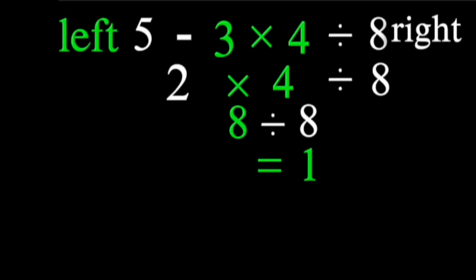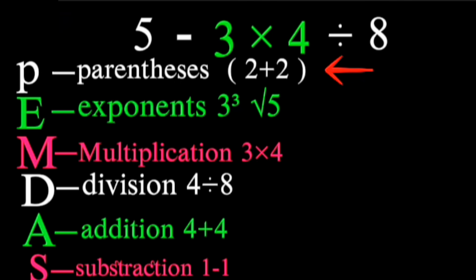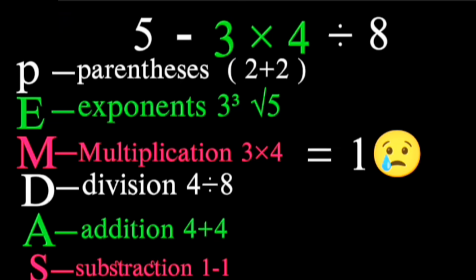This rule is called the order of operations, also known as PEMDAS. P stands for parentheses. E stands for exponents. M stands for multiplication. D stands for division. A stands for addition. S stands for subtraction. This rule tells us the exact order we must follow whenever we are solving a mathematical expression. So you see them? They ignored this rule, and that is why they got 1 as their answer.